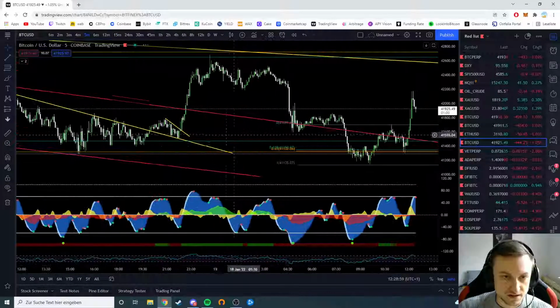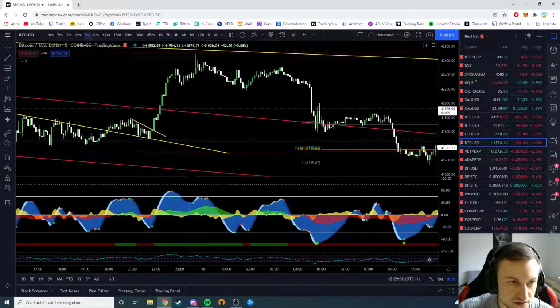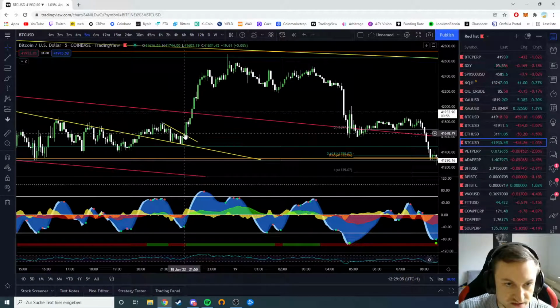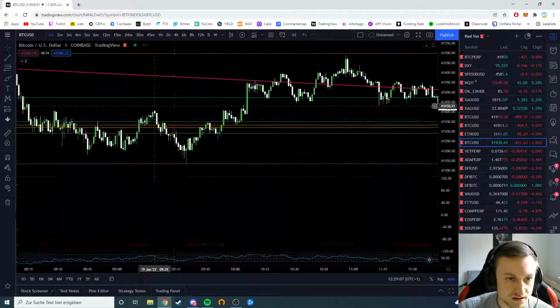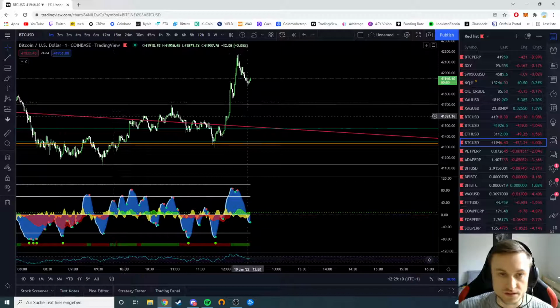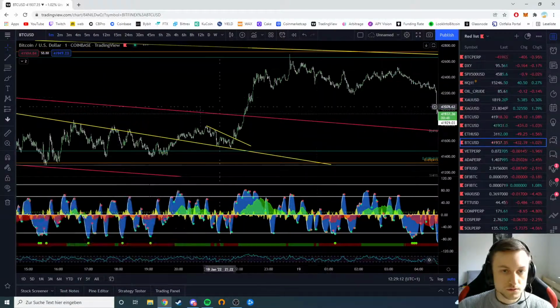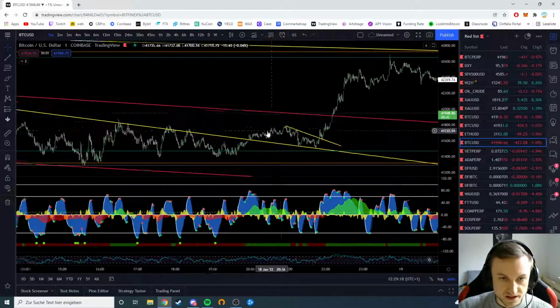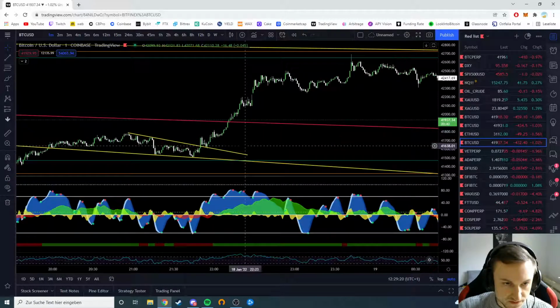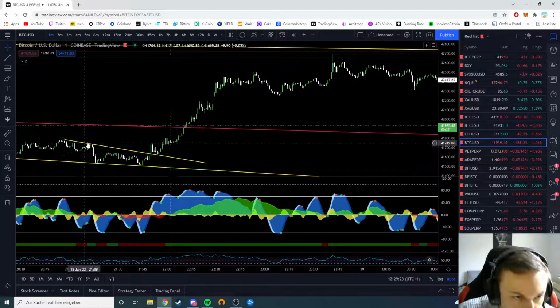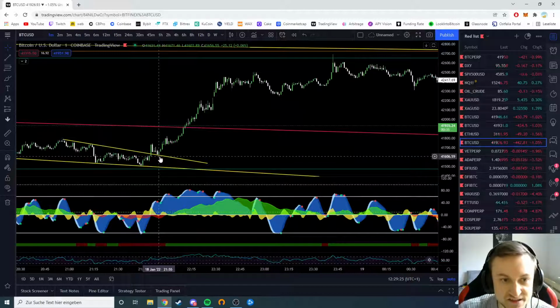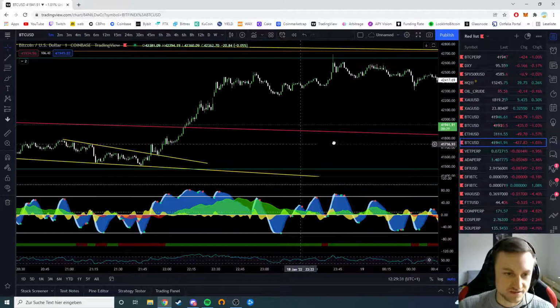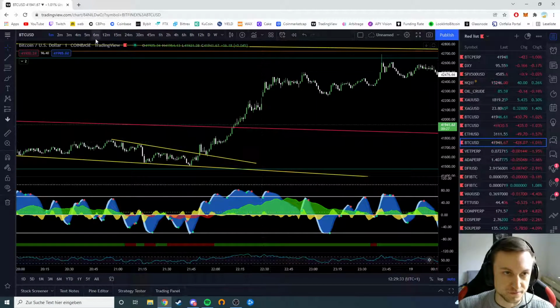So to go into detail, the entry would be right here at this moment when we broke this little trend line. We can go into the 1 minute. Yeah, when we broke that trend line, came back to retest it, and then we broke this trend line, came back to retest it, and after this 1-minute bullish candle, it's perfect. This is like perfect trading, perfect TA, and that would be a perfect entry.